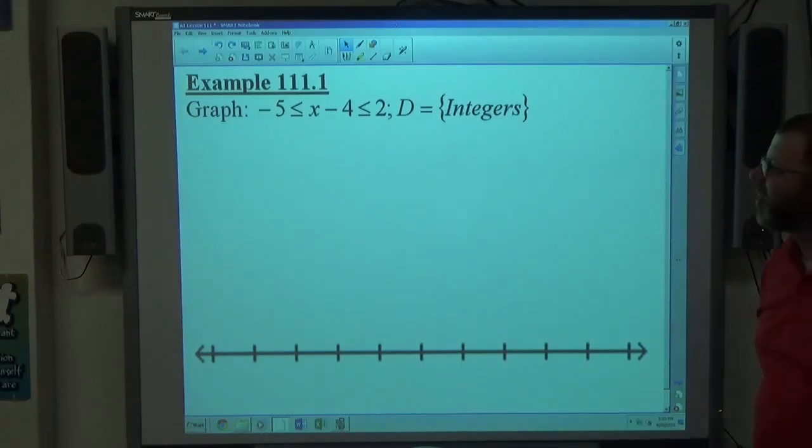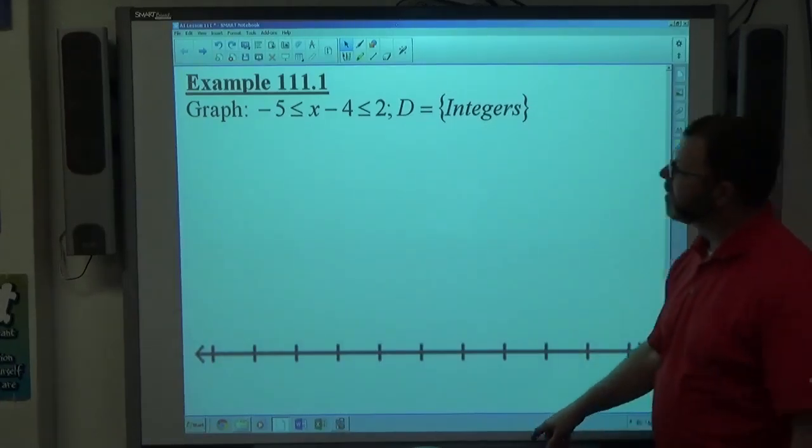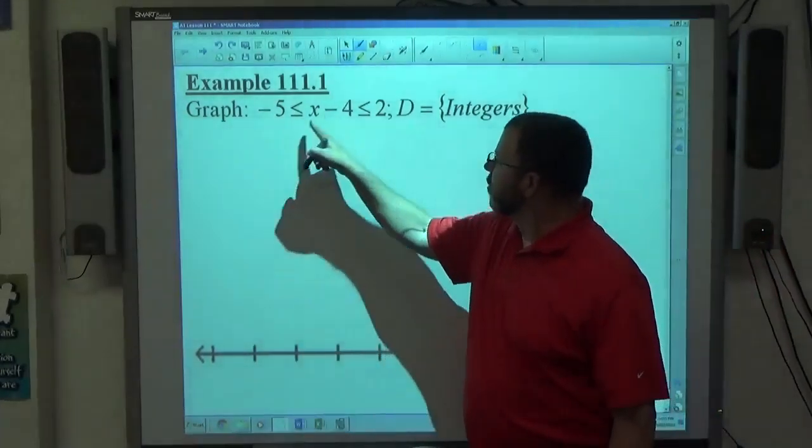Graph -5 less than or equal to x minus 4 less than or equal to 2. First of all, I want to solve that before I worry about the domain. So in order to solve, this is a conjunction.